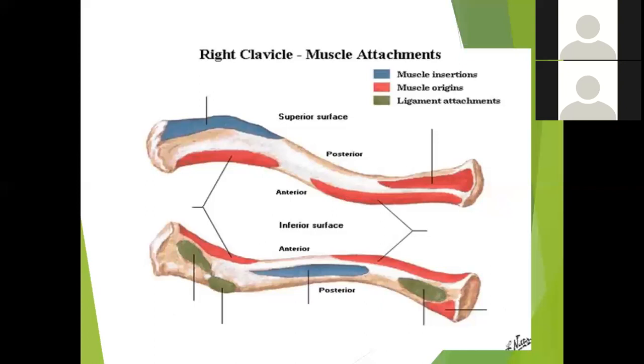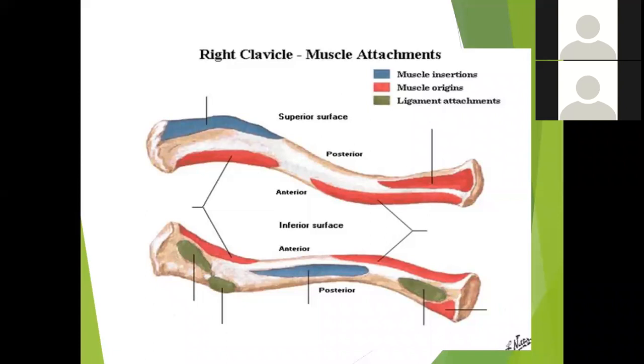In the first picture, in blue color, we can see the attachment anteriorly and laterally, the deltoid muscle, and posteriorly, the trapezius muscle. Medially we can see the pectoralis major muscle, and superiorly we can see the sternocleidomastoid muscle. These are the muscles we can see in this picture.